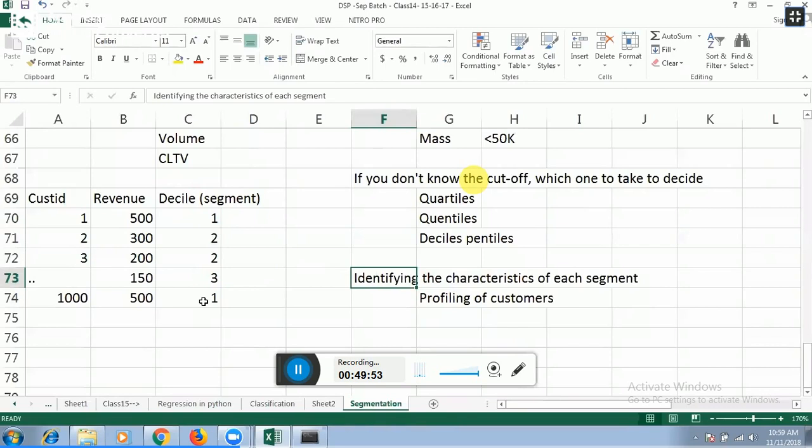Of course, within the segment the value is similarity, and between the segments the value is dissimilarity. For example, in my first decile the average revenue is coming to 1,000 rupees, and in the second decile the average revenue is only 600. That itself is a difference. Does that make sense?